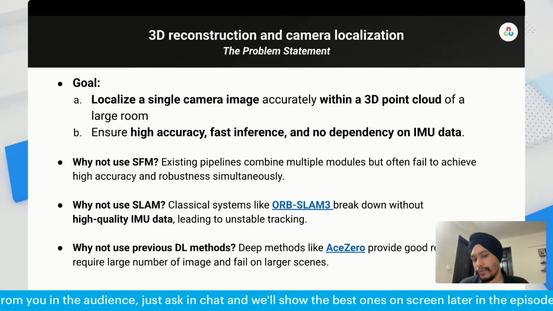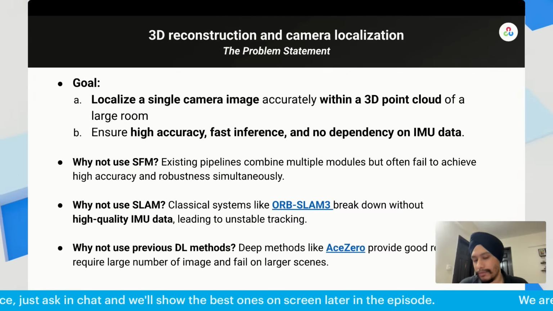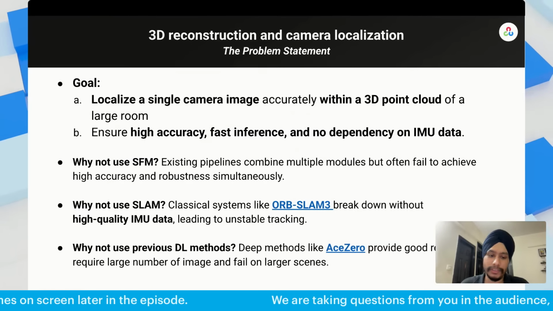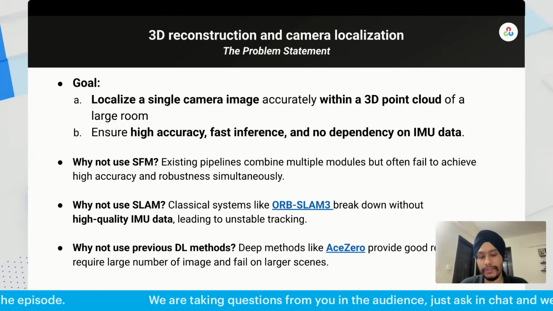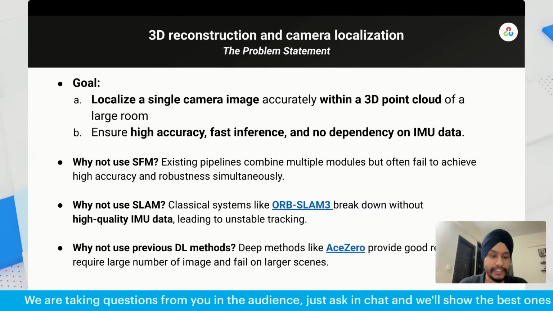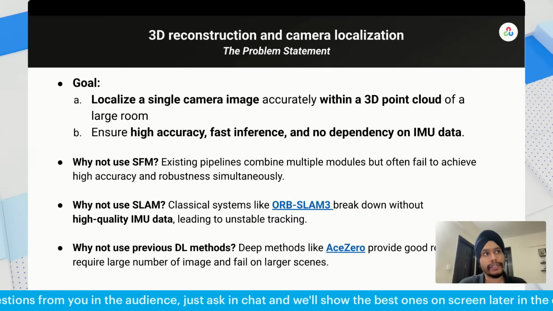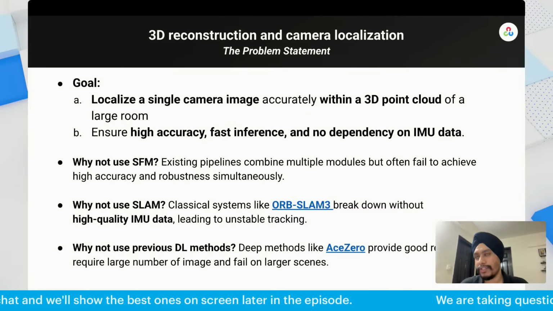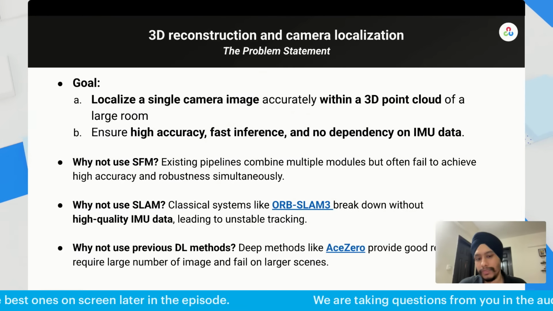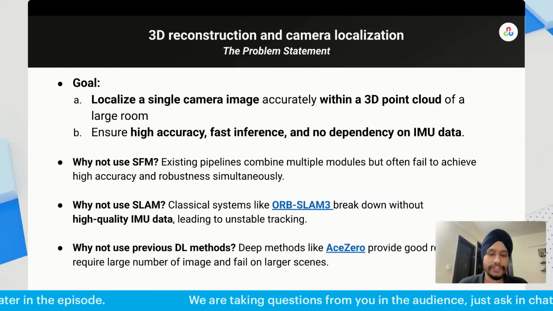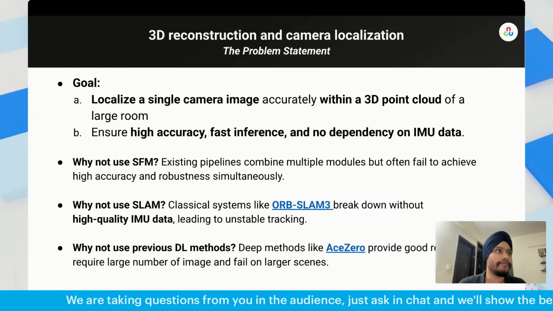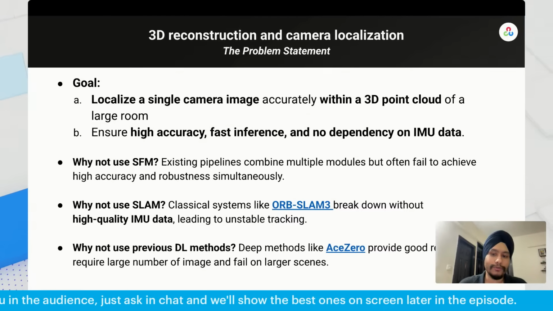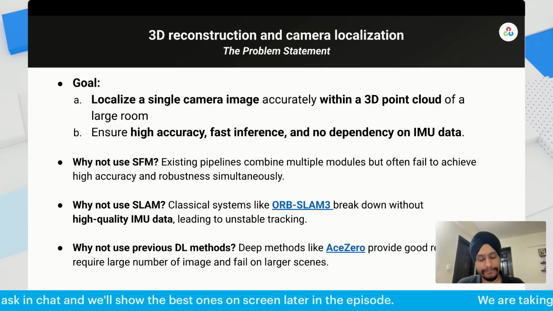Then, with advancements in deep learning, some deep learning methods also tend to solve the camera localization problem. One of them is something called A0, which we have worked a lot with. It provides very reasonable results, but it still fails on larger rooms or a large number of images. If you have an auditorium where you want to use it, the localization still fails. So those were some of the drawbacks which kept us working on this problem and trying to solve it.